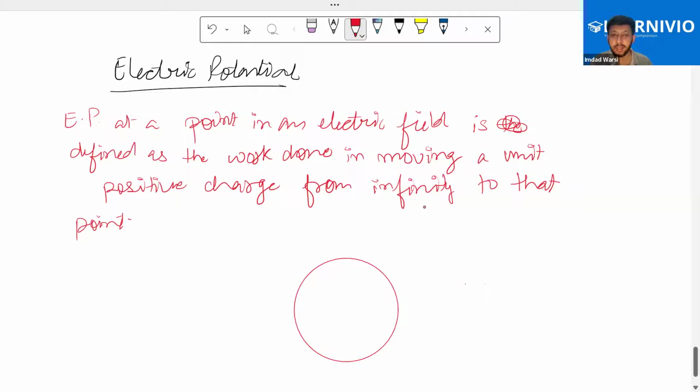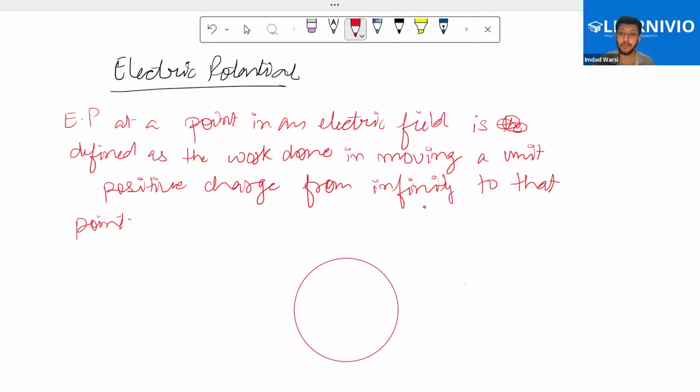So what is electric potential? First line I think is clear. Electric potential at a point, we will be talking about a point where you define electric potential in an electric field. Electric field will be there. Now, when you are in an electric field, you feel an electric force.